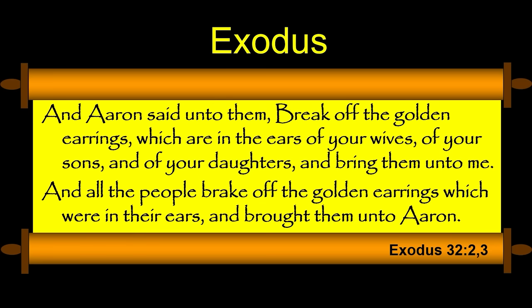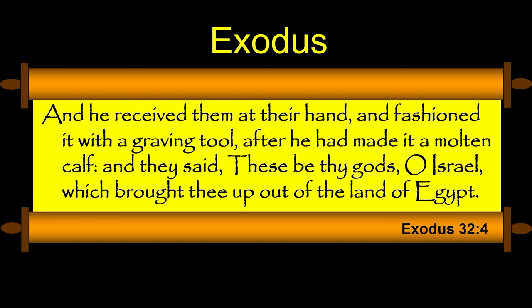But in any case, verse 2. And Aaron said unto them, break off the golden earrings which are in the ears of your wives and of your sons and of your daughters, and bring them unto me. And all the people broke off the golden earrings which were in their ears and brought them unto Aaron. And he received them at their hand, fashioned it with an engraving tool after he had made it a molten calf. And he said, these are thy gods, O Israel, which brought thee up out of the land of Egypt.